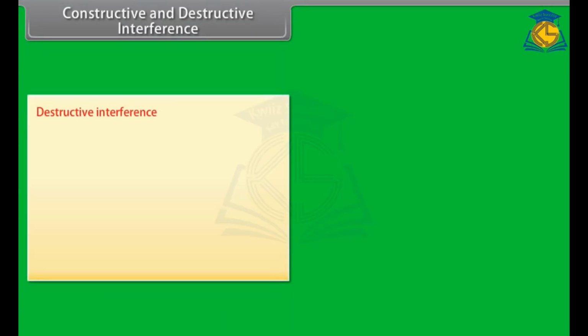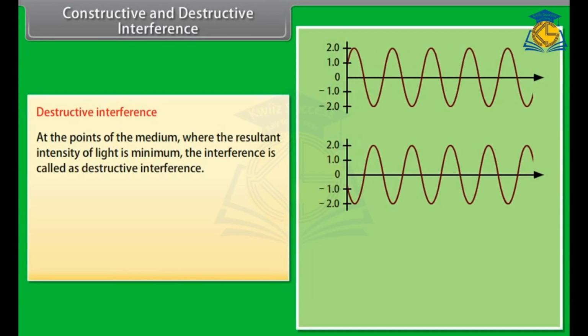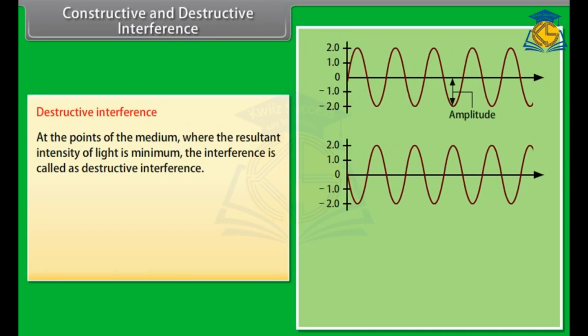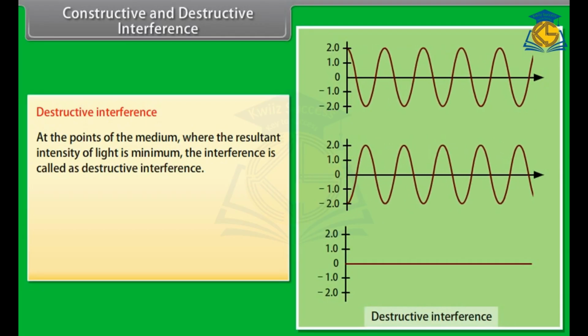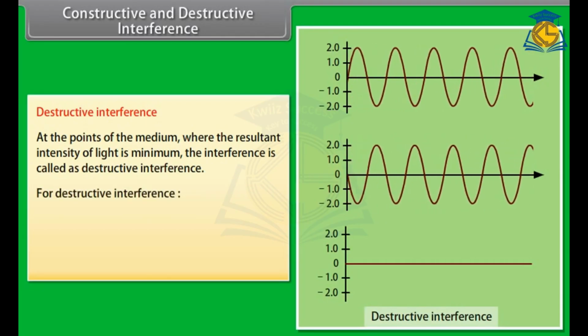Destructive interference. At the points of the medium where the resultant intensity of light is minimum, the interference is called destructive interference. For destructive interference, phi is equal to (2n plus 1) pi, or P is equal to (2n plus 1) lambda by 2.